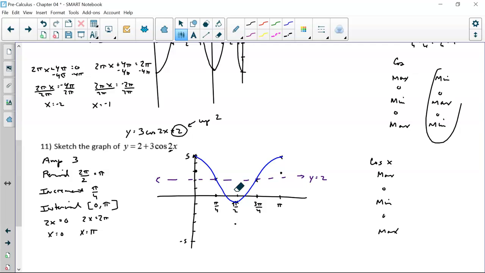We'll be doing plenty of practice on this. All right, I will see you in the next video. We're going to graph our other 3 functions: tangent, cosecant, secant, and cotangent.